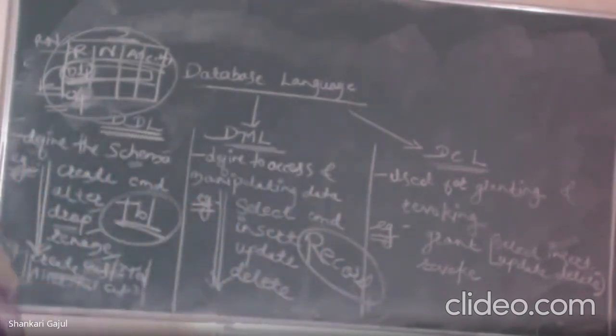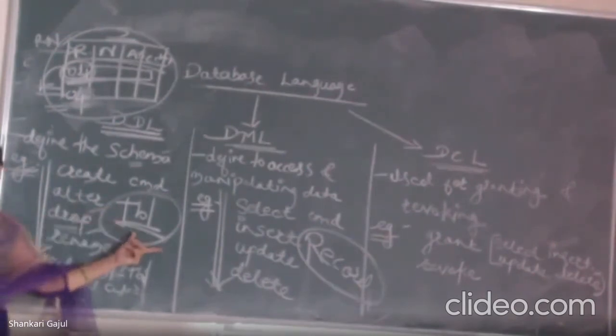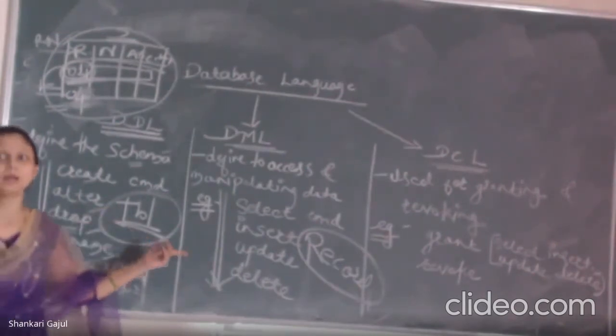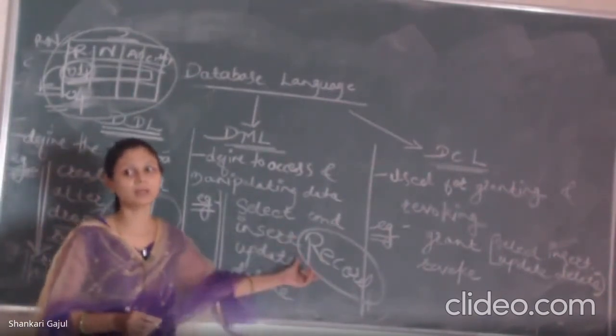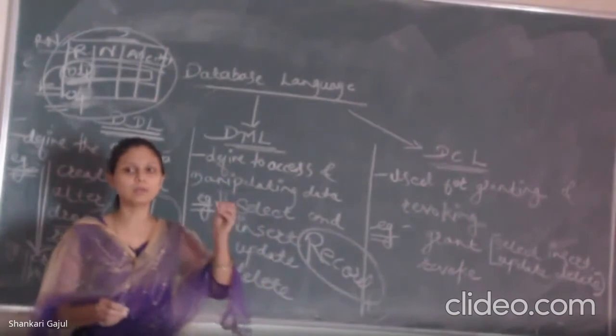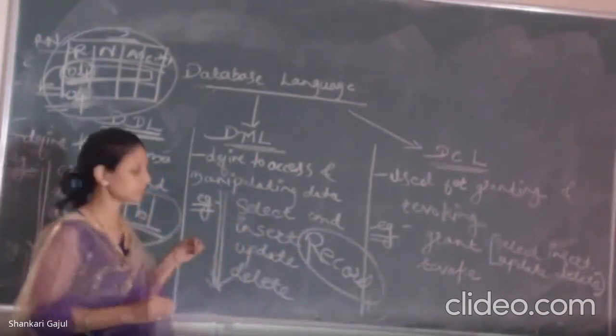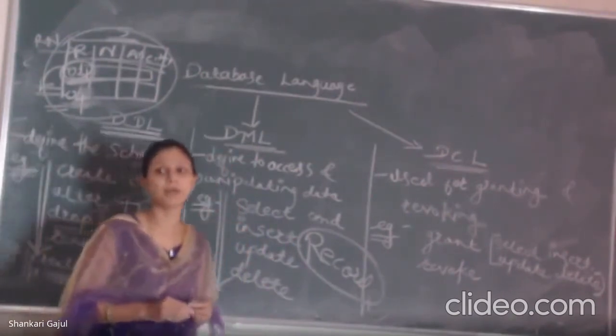Okay. So this is the main difference. Data definition language works on the particular table or the schema, and data manipulation language, all these commands work on the record, the particular value we are storing in the database. Okay. So this is the data manipulation language.